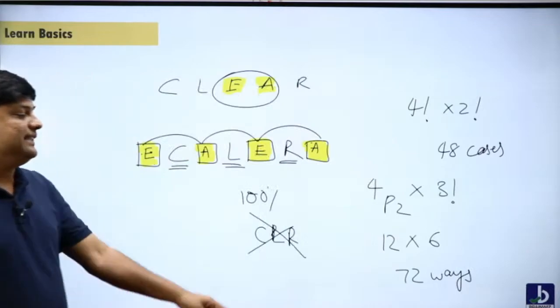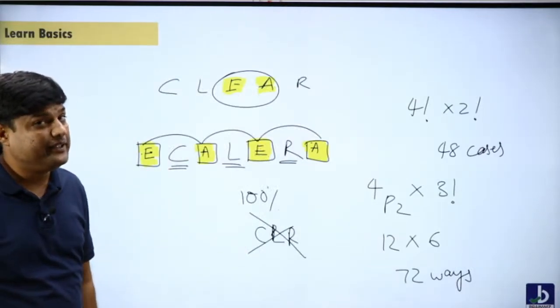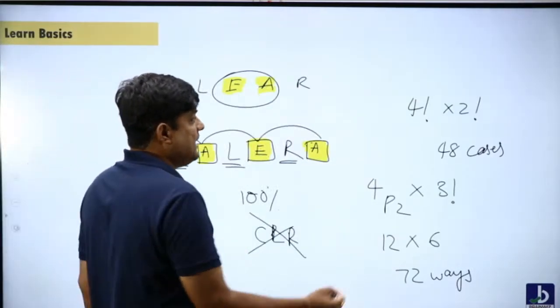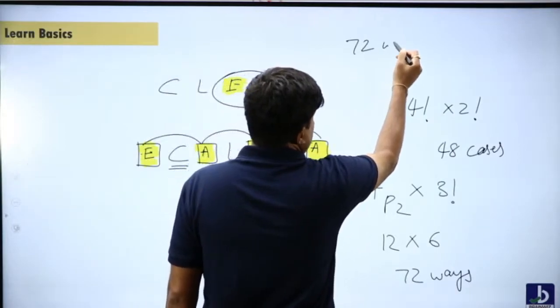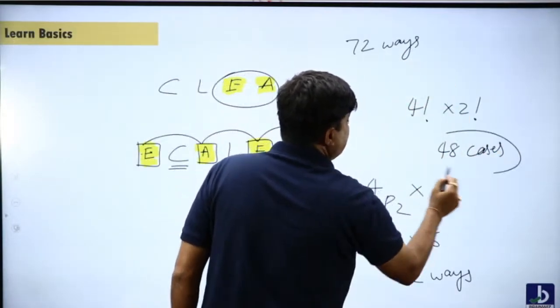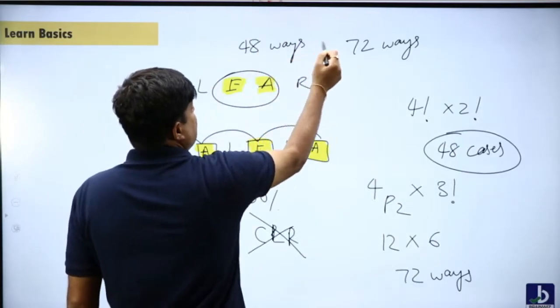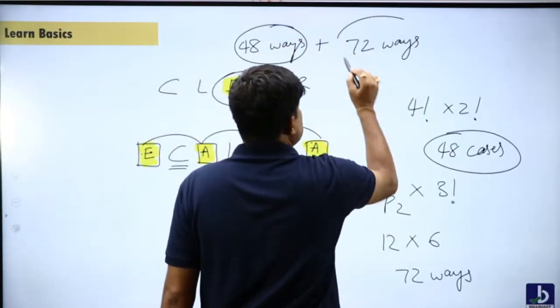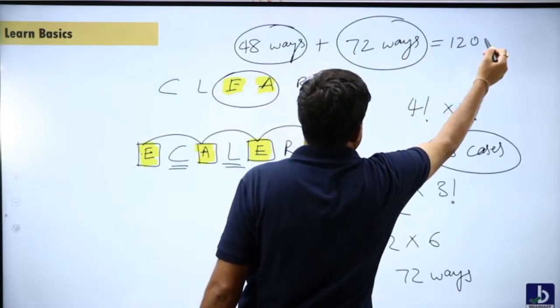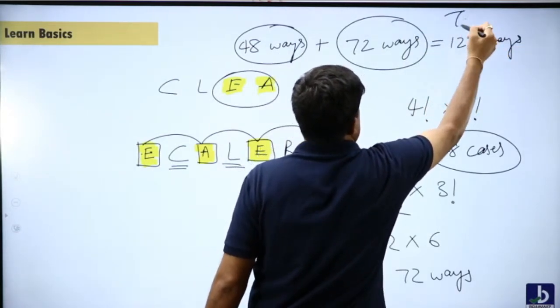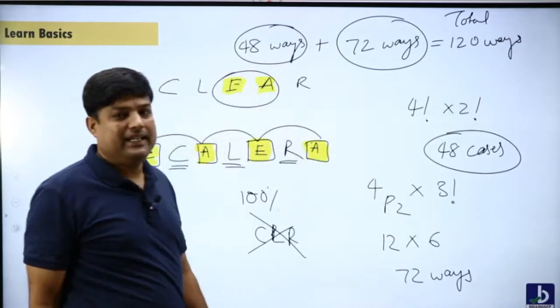Are you understanding? What is this answer? 72 ways. What are these 72 ways? These 72 ways are vowels not together. And what are these 48 ways? These 48 ways are vowels together. So when you add this 48 and this 72, it's totally 120 ways. That is the total number of ways. Are you understanding, everybody? Yes or no?